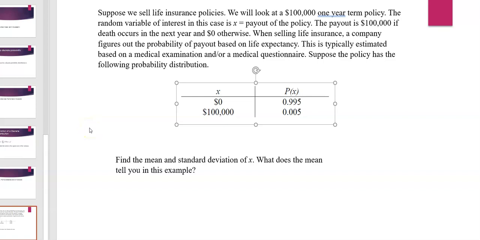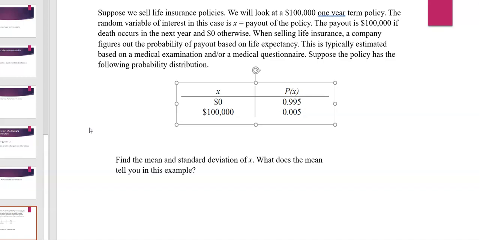Suppose we sell life insurance policies. We will look at a $100,000 one-year term policy. The random variable of interest in this case is X, the payout of the policy. The payout is $100,000 if death occurs in the next year and $0 otherwise.